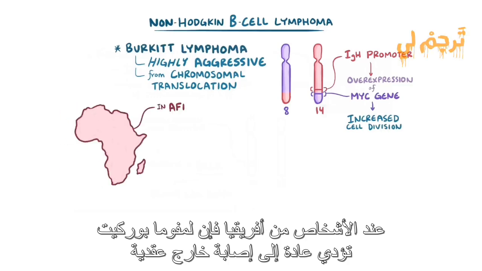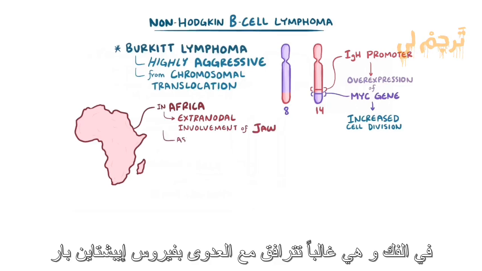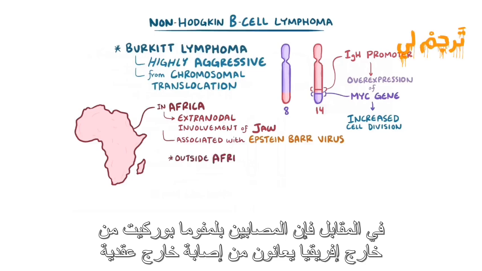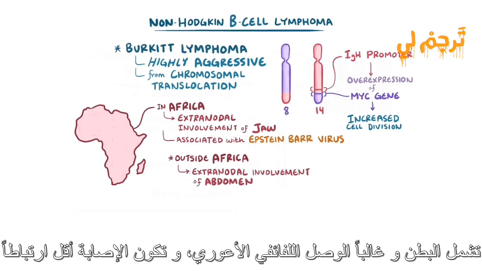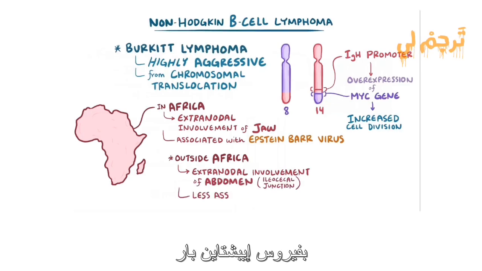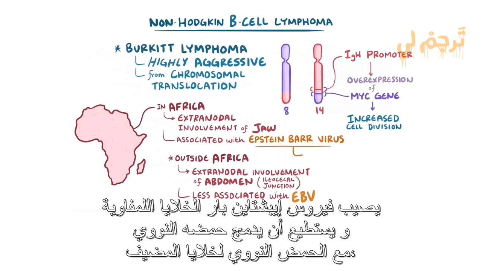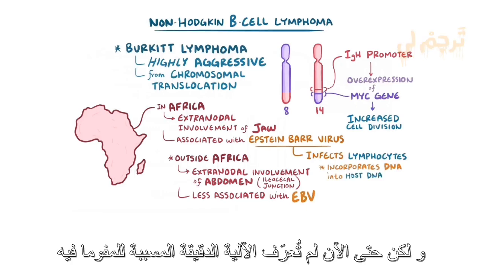In individuals in Africa, Burkitt lymphoma classically causes extranodal involvement of the jaw, and is often associated with Epstein-Barr virus infection. In contrast, in individuals outside Africa, Burkitt lymphoma classically causes extranodal involvement of the abdomen, most often at the ileocecal junction, and is less frequently associated with Epstein-Barr virus infection. Epstein-Barr virus infects lymphocytes and can incorporate its DNA into a host cell's DNA, but exactly how that leads to lymphoma is still unclear.